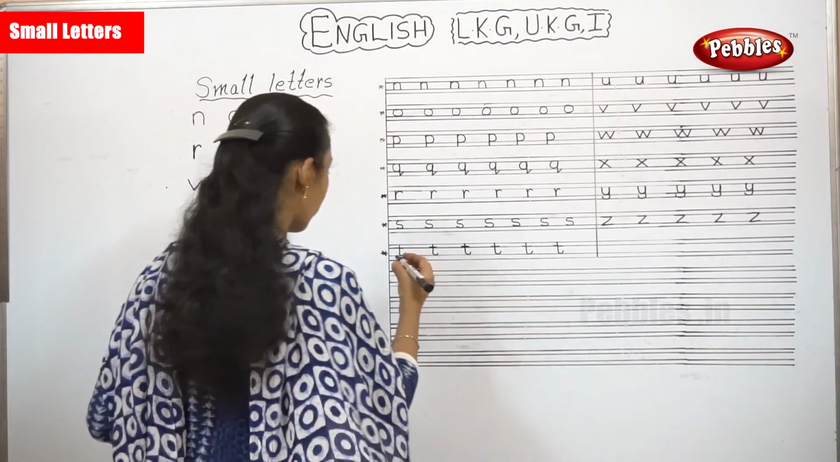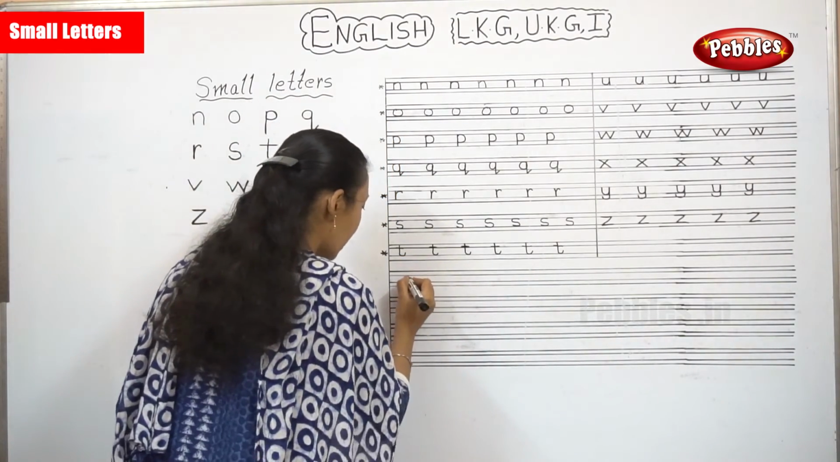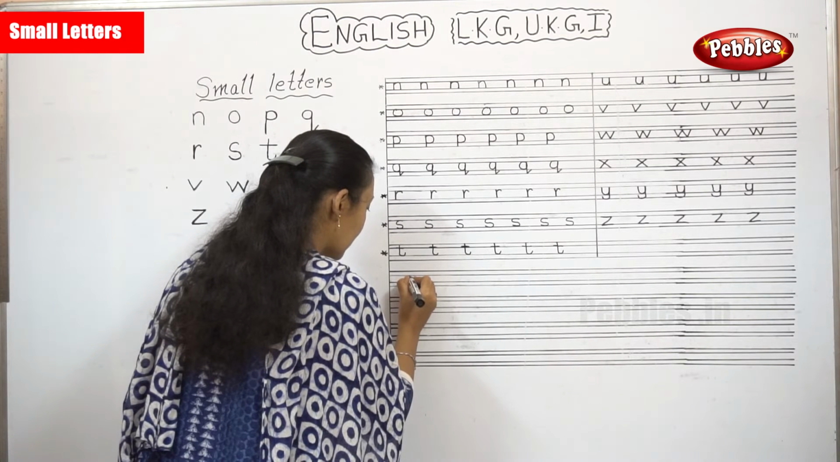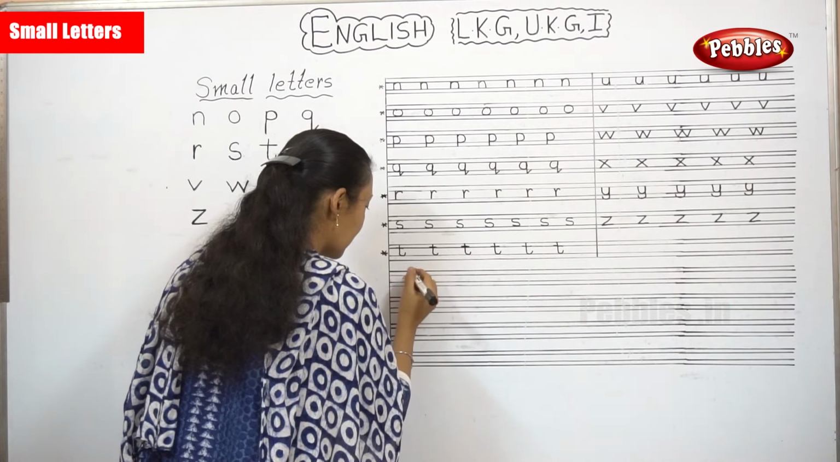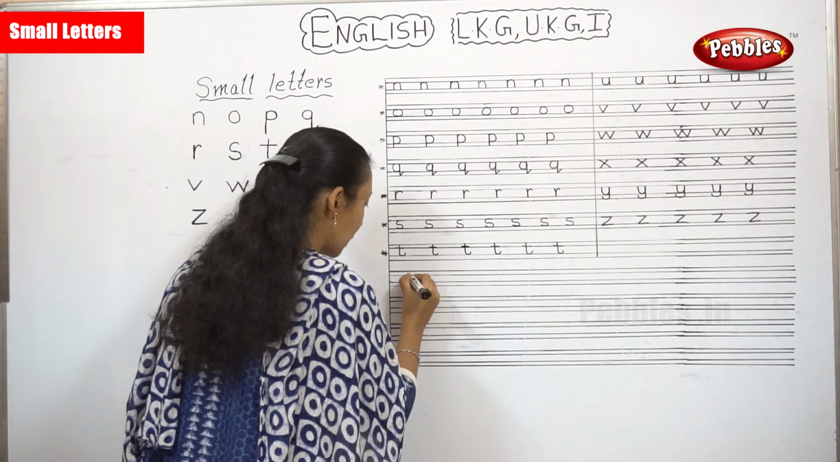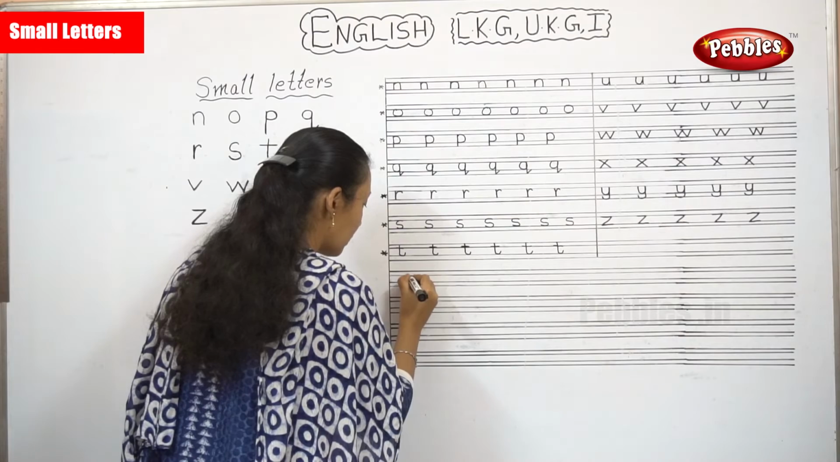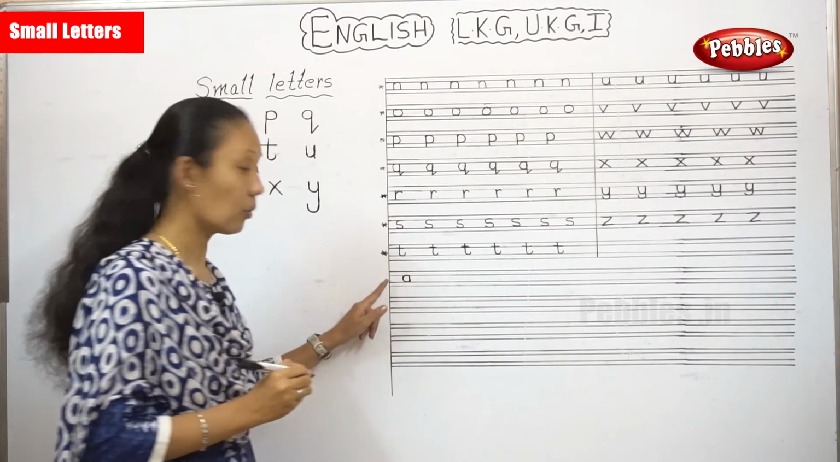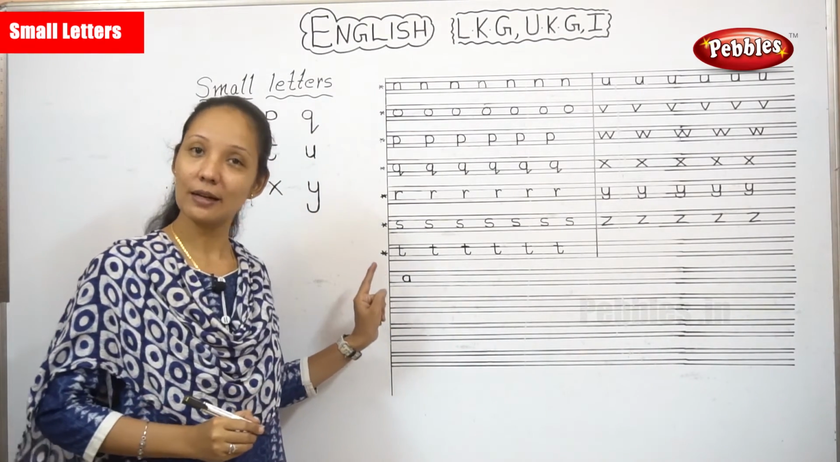Okay. Yes, your first alphabet is A. So how do you write A? Yes, your C, that is a curve. You go up and you come down. It's your small letter A. What is this? Small letter A.